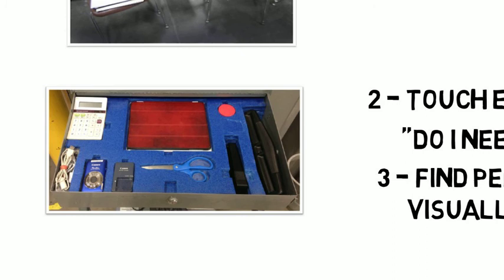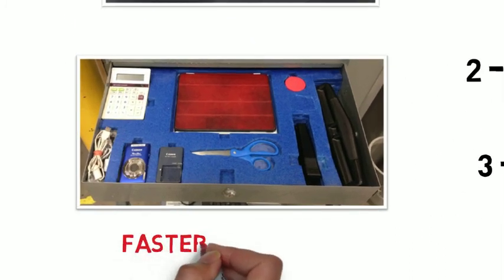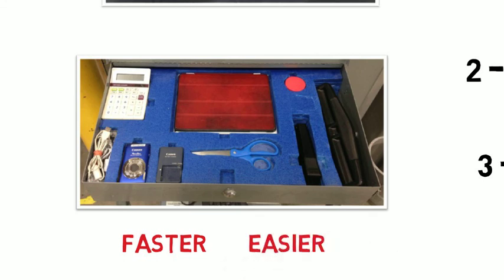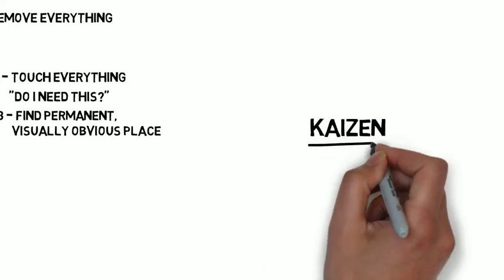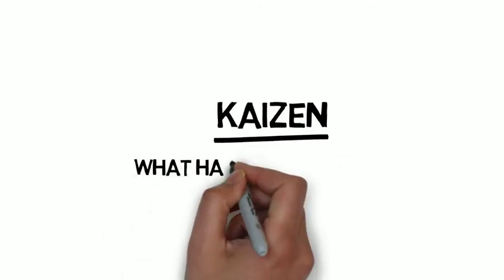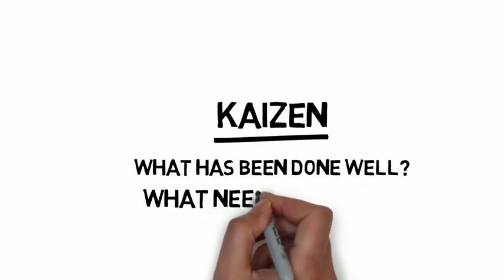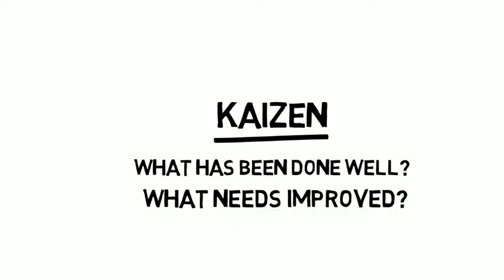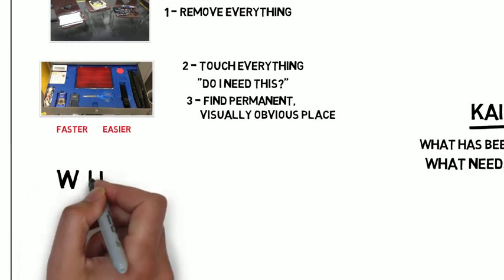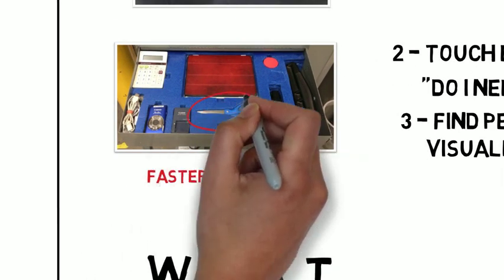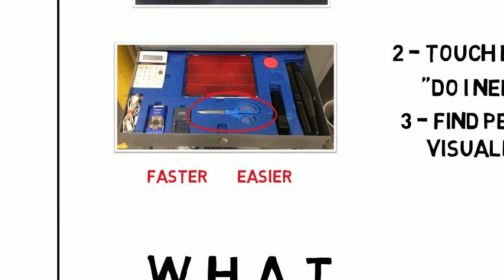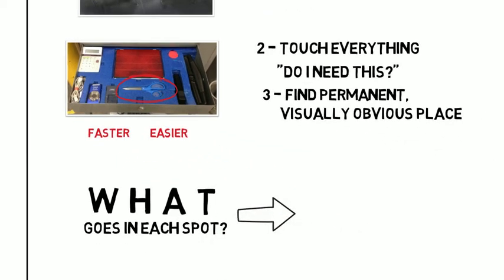It looks great, doesn't it? You can imagine how much faster and easier it is for him to find what he needs. Let's do a little Kaizen on the team lead's desk now and evaluate what he did well and what he can improve. If everything were removed from his desk, would we know what goes in each spot? We could probably figure out that the scissors go in the middle because of the shape, but we may not be sure of the other items.